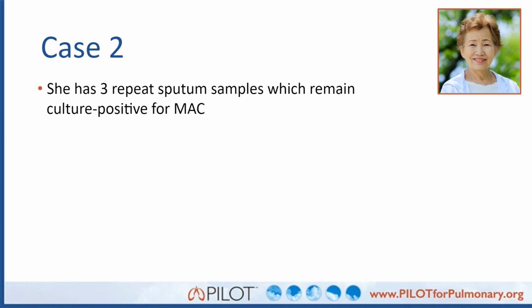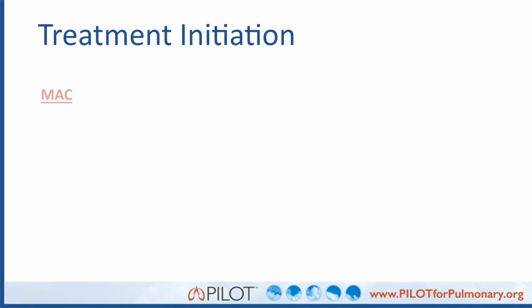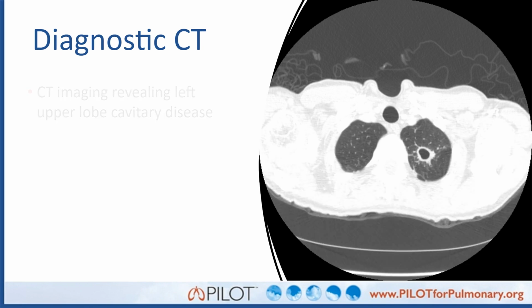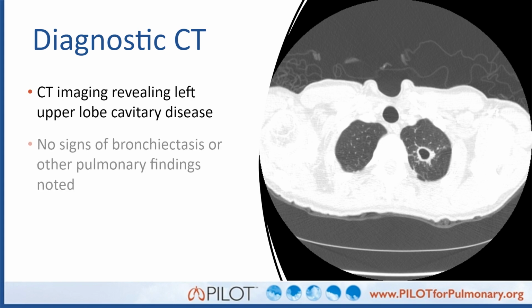She has multiple sputums, at least 3, which remain culture positive for MAC. She is tolerating the medications on a daily basis. So at the beginning of treatment, here is a sample of the susceptibility testing. You can see that she was grossly positive, smear positive, positive on plate and broth, with susceptibility to the macrolide and amikacin with the MICs both of 8. This is a picture of her CAT scan. You can see a CT image that revealed left upper lobe, pretty well circumscribed cavitary disease. Throughout the rest of her CT, however, there were no signs of bronchiectasis or other pulmonary findings.